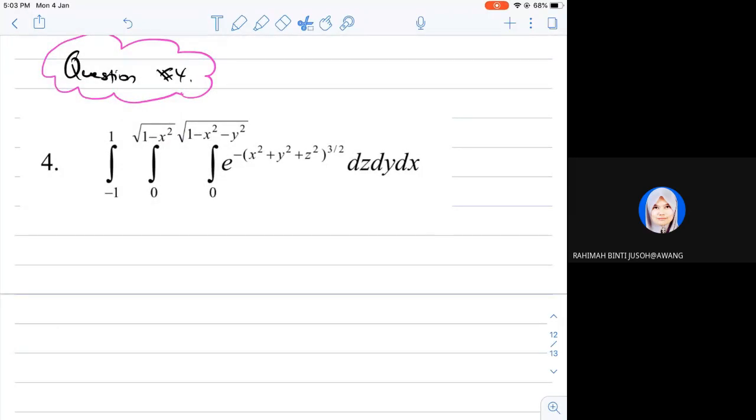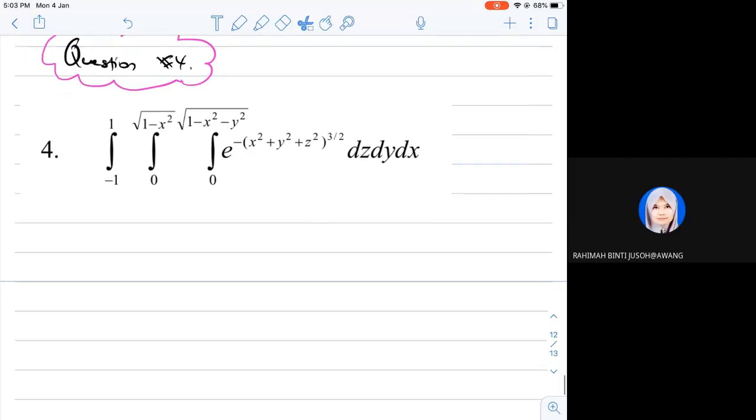Okay, so first of all, we want to sketch the region. Nak sketch region G, tengok apa? We refer to? In order to sketch region G, we need to refer to what? Limits. Yes, the limits. Yes, very good. The limits. Okay, so limits of z.